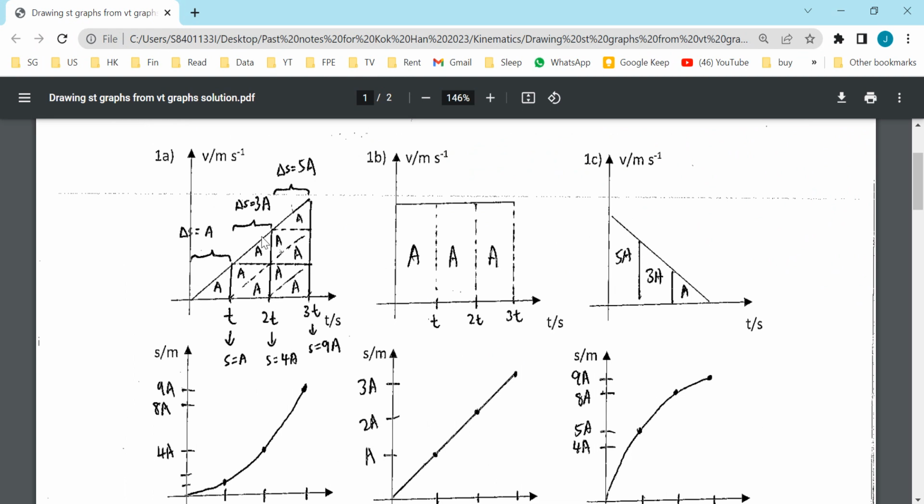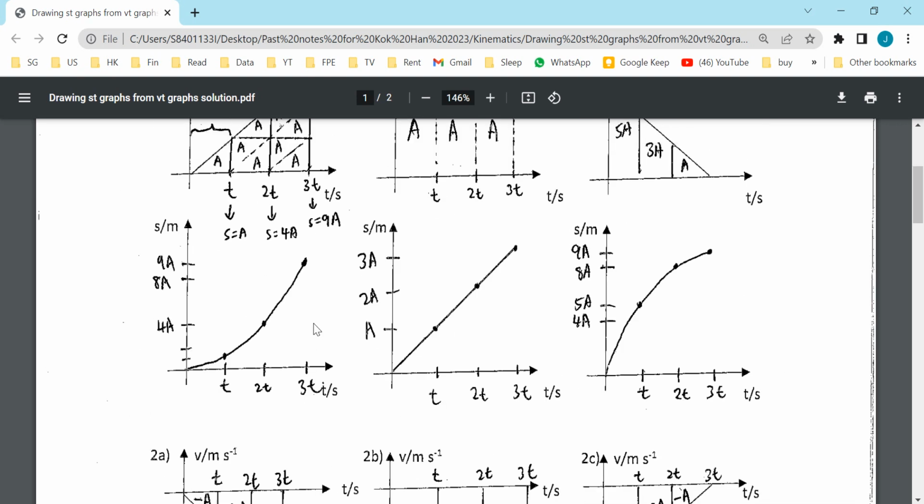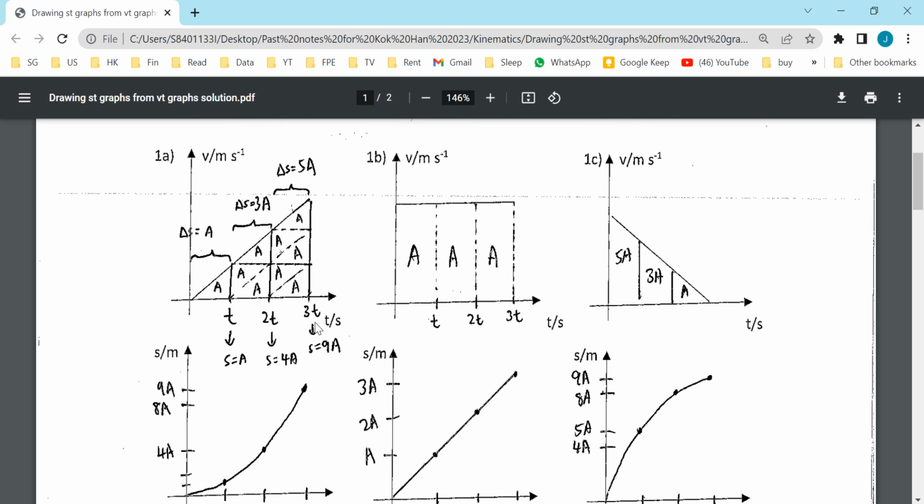Right, the first part of the graph is like that. Second part of the graph is like that. Third part of the graph is like that. Okay, so there's an easy way to do it. I'm going to teach you the easy way to do it. Don't worry about the A's.